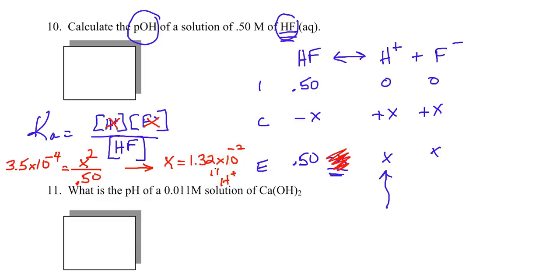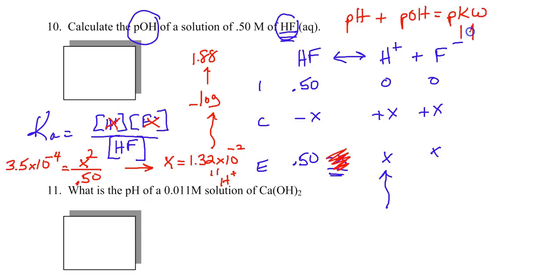Now, once you have your H plus concentration, to get your pH, you do a negative log. So the negative log of this, and that's where the extra acid-base stuff comes in, gives you a pH of 1.88. But they're asking for the pOH, and what do we know? We know that the pH plus the pOH equals the pKw, which is 14, and we know the pH is 1.88. So to solve for what number plus 1.88 is 14, we subtract from 14, and we get a pOH equal to 12.12. Two sig figs, so I would go pOH is 12.